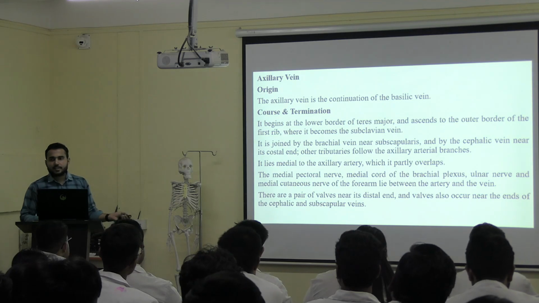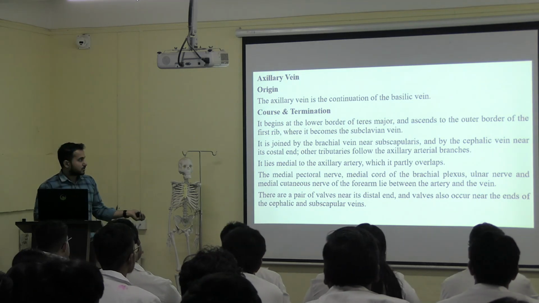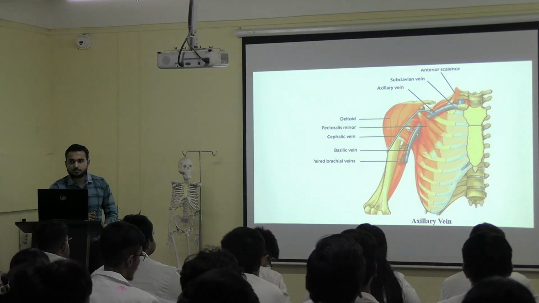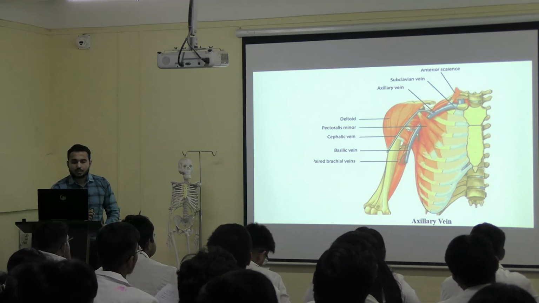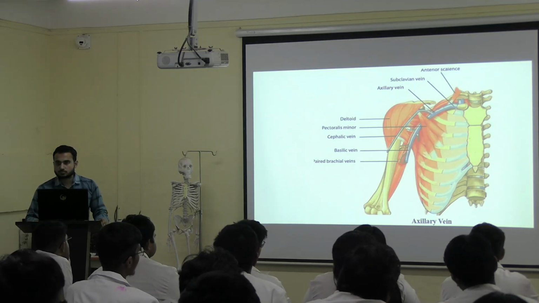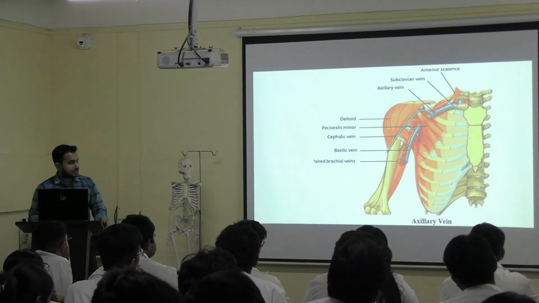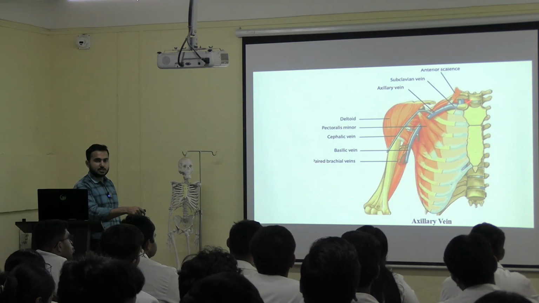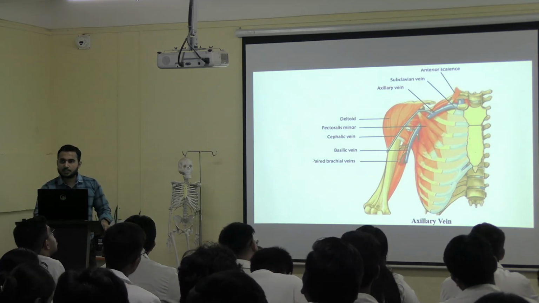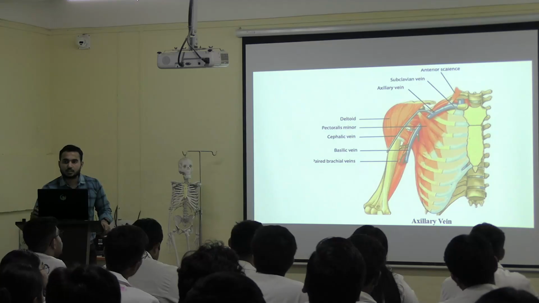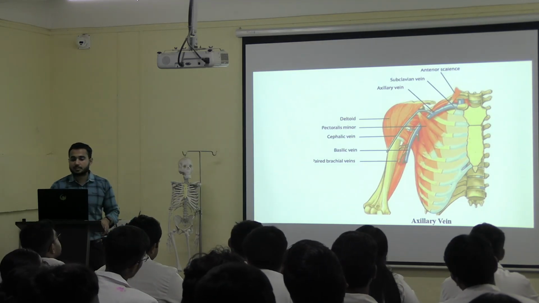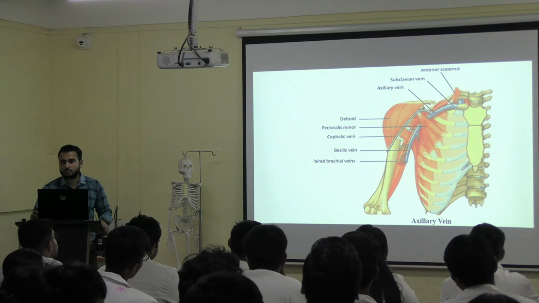Next is the axillary vein. Let me show you the diagram first. Can you see the diagram of the axillary vein? Now, what do you think? Where will be the origin of the axillary vein? देखो, the axillary artery started from above, as the continuation of the subclavian artery, but here it is not like this. Here it will start from here. That means it is the continuation of the basilic vein.